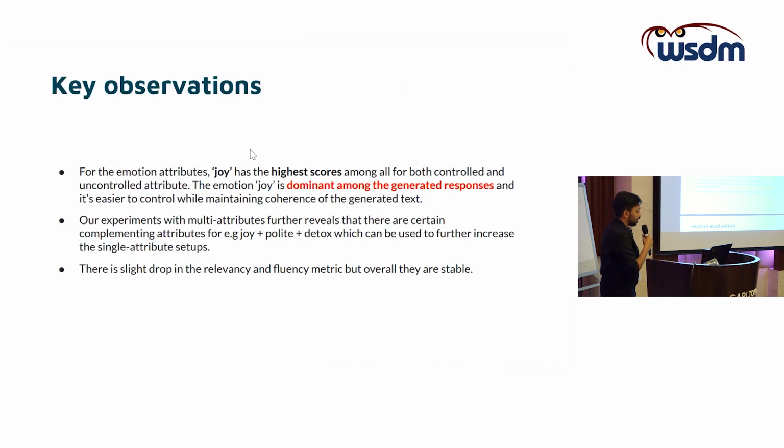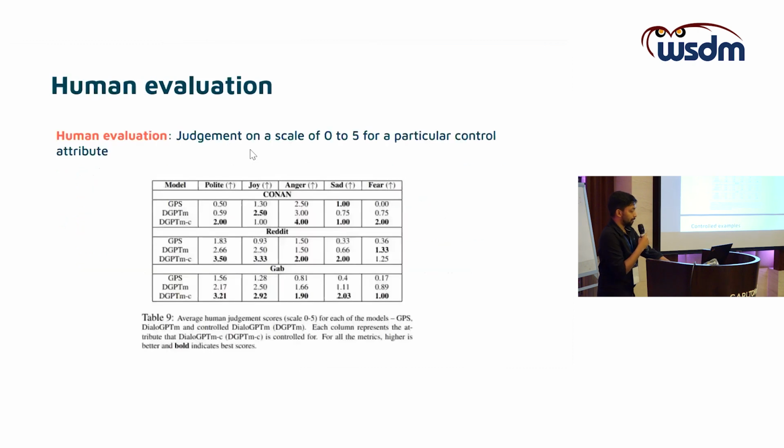So the key observations are that few of the attributes are very easily controllable, like emotion as joy. And joy is also the dominant among the generated responses, and it is easier to control. We also observe that with multi-attribute setups, we can use complementing attributes to further increase the single attribute setups. And there is a slight drop in relevancy and fluency, but overall they are quite stable.